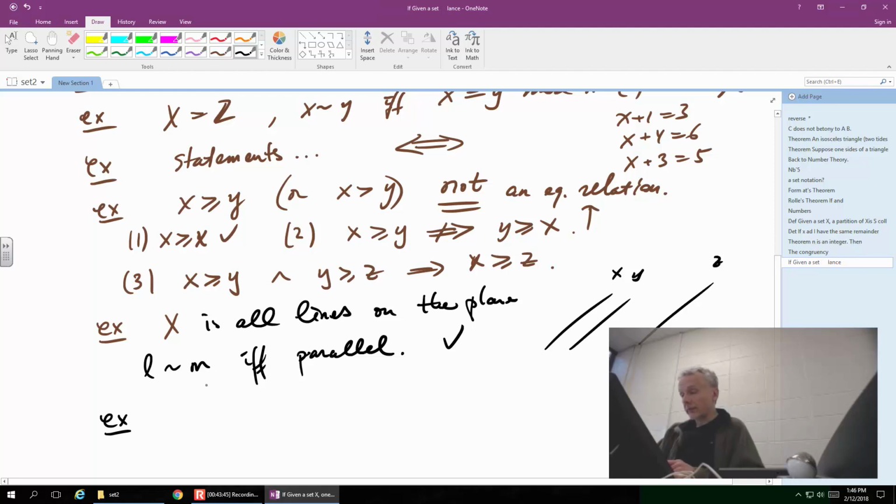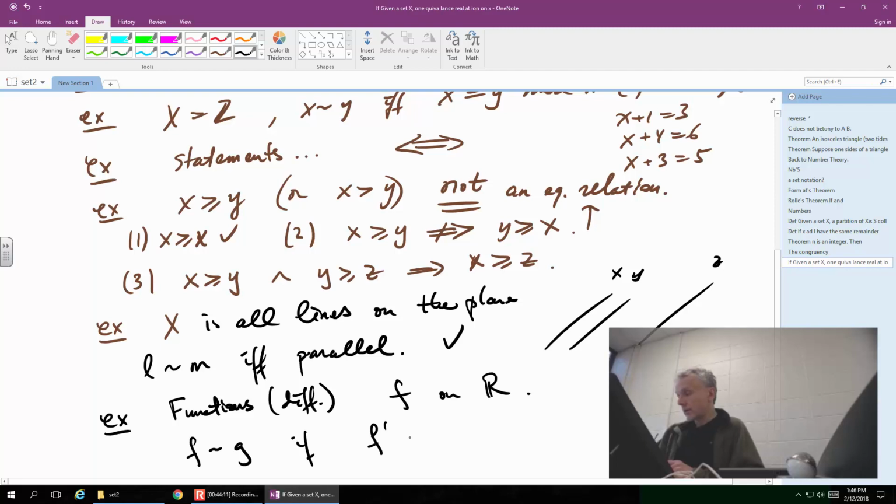Now let's talk about functions. So let's take a look back at calculus. Functions. How about differentiable functions F on the reals? F is equivalent to G if the derivatives are equal.